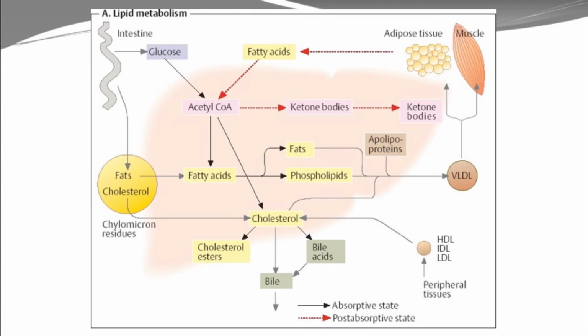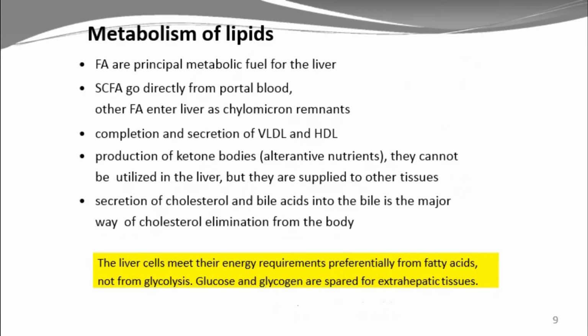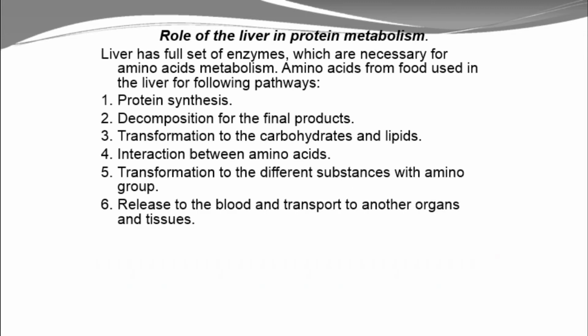Cholesterol plays a role in the production of bile acids, which are the contents of bile, and so on. Okay, the next question is, what role does the liver play in protein metabolism? Our liver has all the components, or the enzymes, required for the metabolism of amino acids. So the liver can use amino acids in the following ways. Number one, it can perform protein synthesis, or it can decompose the amino acid into its final product.